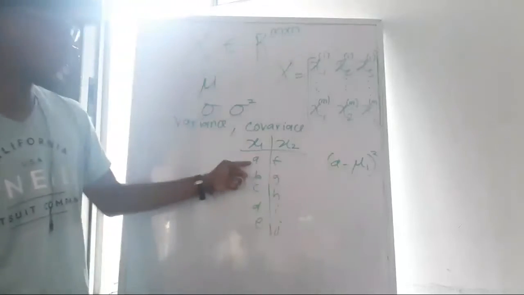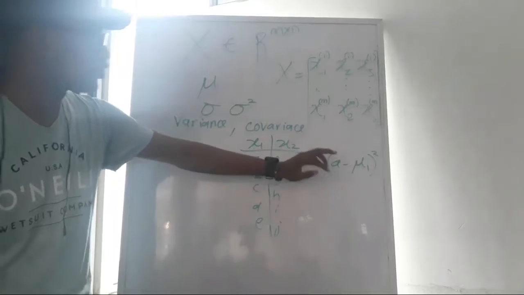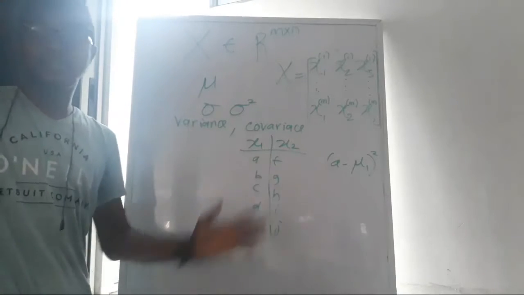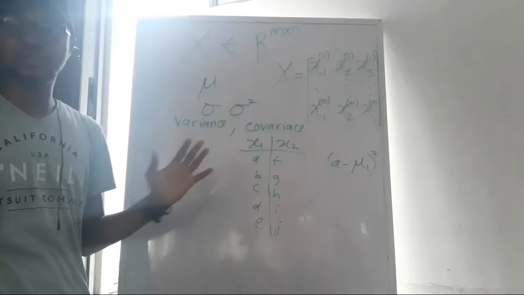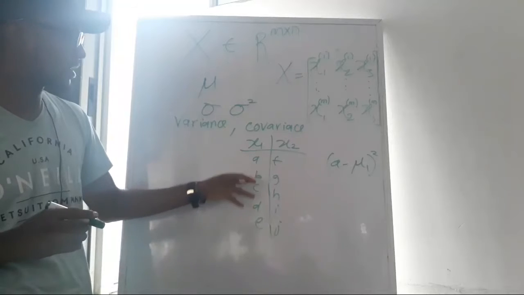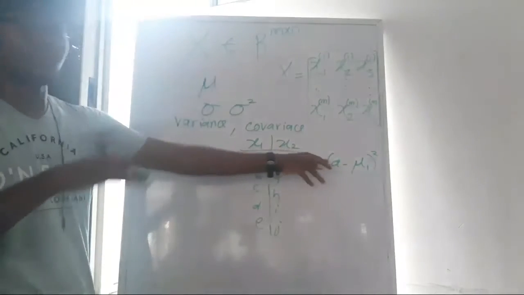You do this for each example here: for A, B, C, D, E. Then you find the average. That's the variance. It is just telling you how much each value deviates from the mean.